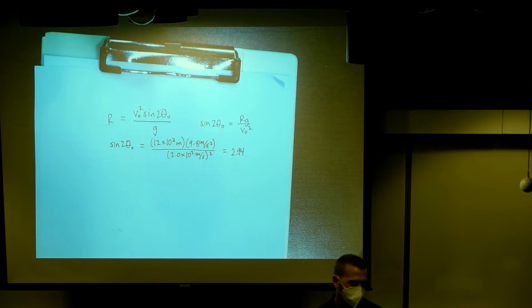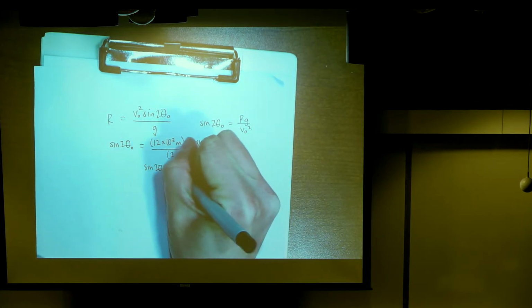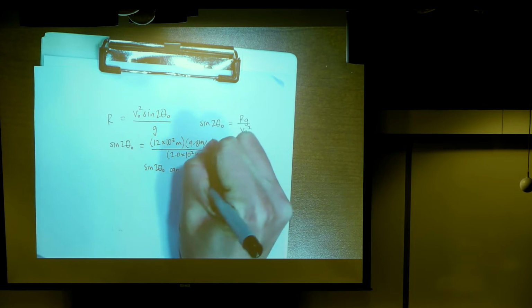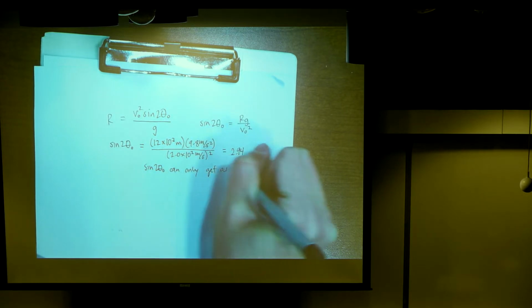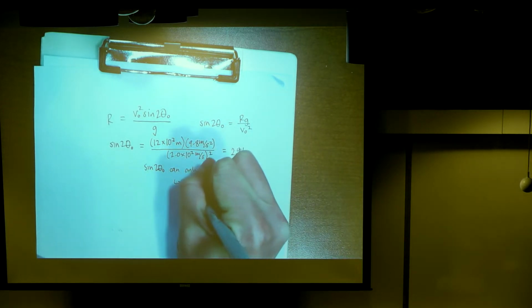But is that even possible? Is there any angle where you take the sine of it and you get 2.94? Remember your trig, right? Sine only goes up to 1. That is the maximum value sine can have. So this is an equation with no solution. Sine of 2 theta can only get as big as 1. So there's no solution.